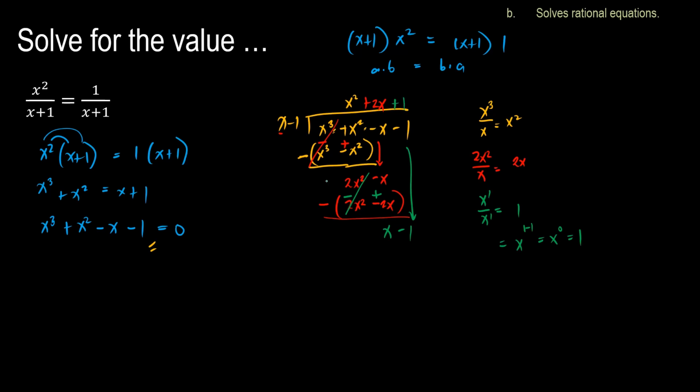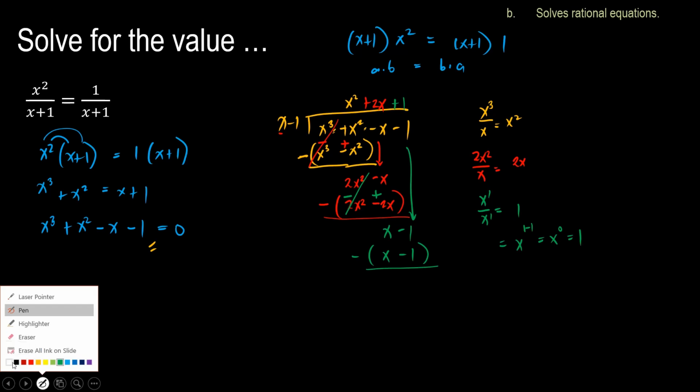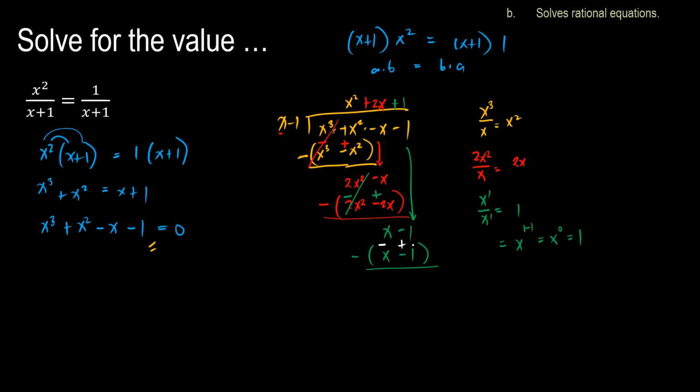So, 1 times x is x. 1 times negative 1 is negative 1. Then, distribute the negative sign inside the group. So, we will have negative and positive. So, since x minus x is 0 and negative 1 plus 1 is 0, okay, so we don't have remainder. So, we can say that the factor of x cubed plus x squared minus x minus 1 is this one. X minus 1 and x squared plus 2x plus 1 is equal to 0.